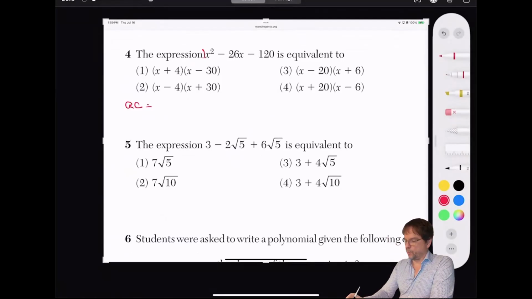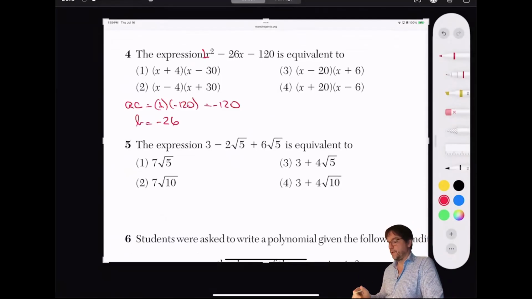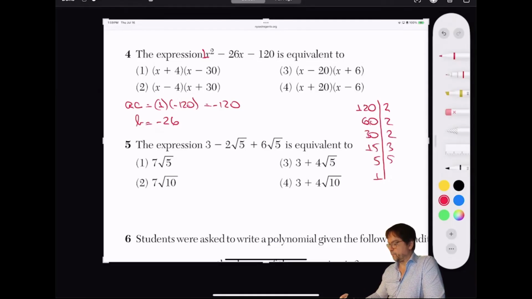AC is 1 times minus 120, is minus 120. And B is minus 26. I need to find two numbers that multiplied are minus 120 and added are minus 26. Okay. If it's hard to see, I will factorize 120. Divided by 2 is 60. Divided by 2 is 30. Divided by 2 is 15. Divided by 3 is 5. Divided by 5 is 1.